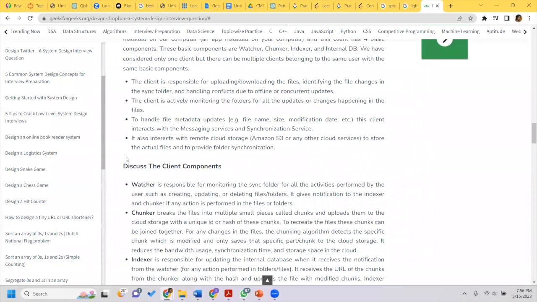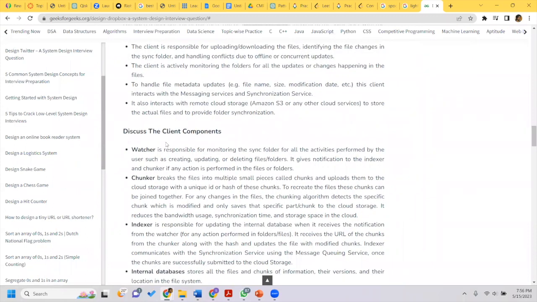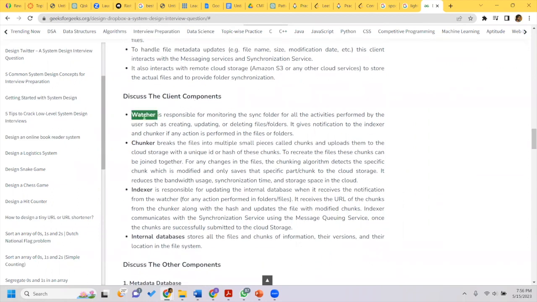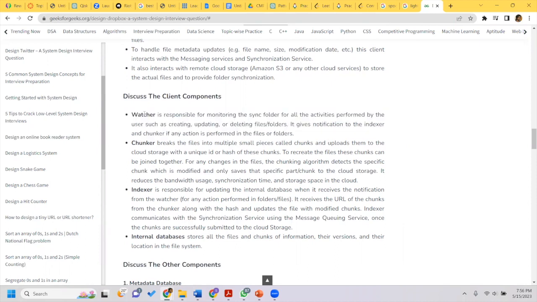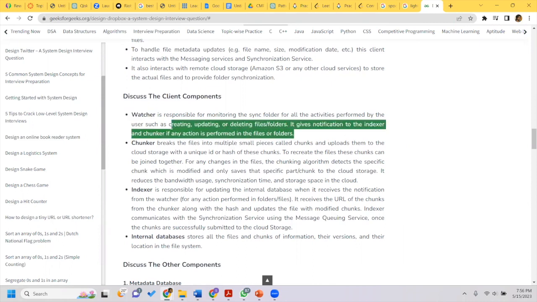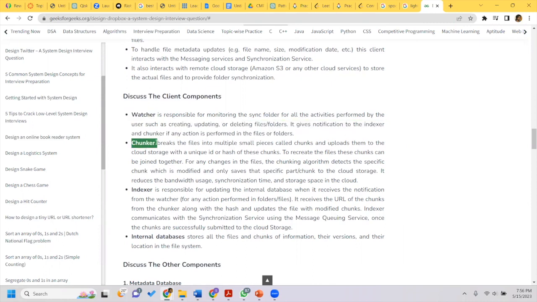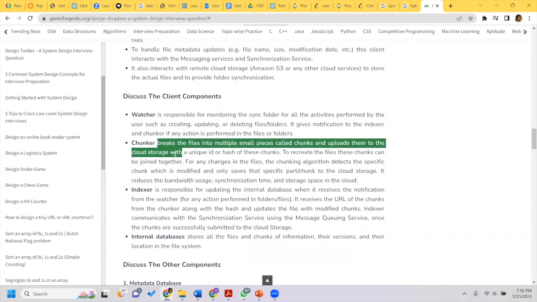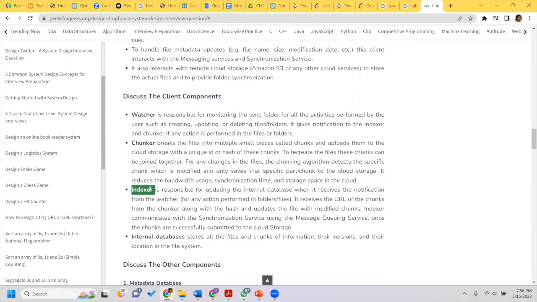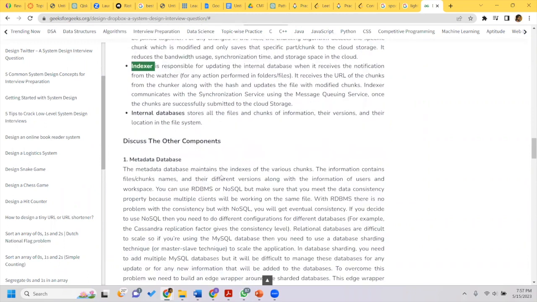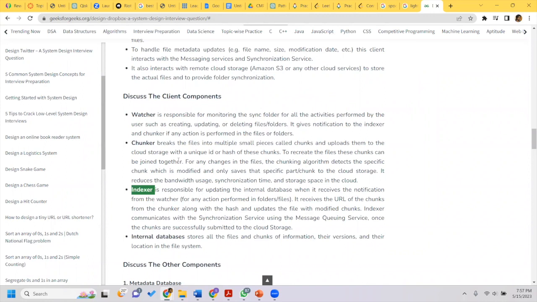And then we have to distinguish what are the different client components and what are the different end user components. Client components are something like the watcher. The watcher needs to get information whenever a user is creating, updating or deleting files, and it has to store the data. And the chunker is something like, when a file is being uploaded, it has to make the file into different chunks so that when the user is editing, only that particular chunk is edited rather than the entire file. And the indexer is responsible for updating the internal database. So these are the different components.